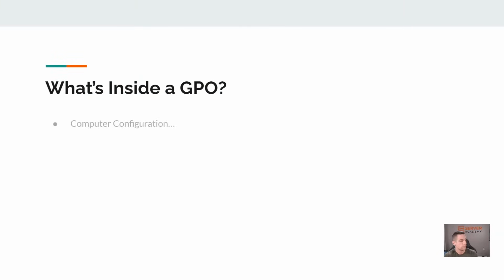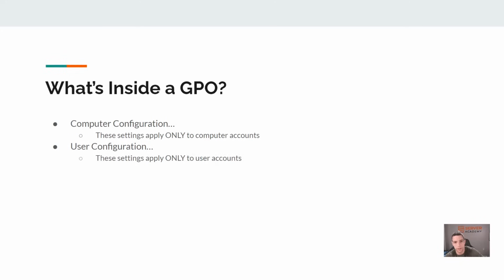All right. So kind of like what we just talked about and what's inside of a GPO, we got computer configuration. Now these settings only apply to computer accounts. Okay, that's important. Then we have user configuration. This only applies to user accounts, and this is all within the same GPO. You'll see more about this in a second.